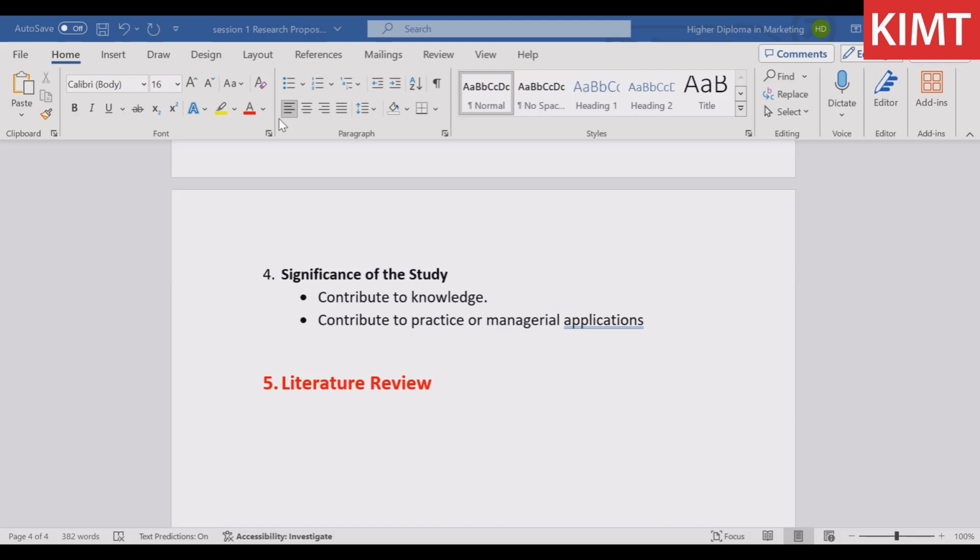Have you heard about this term called literature review? No, never. Maybe you have heard about research articles, something like that? Yes.